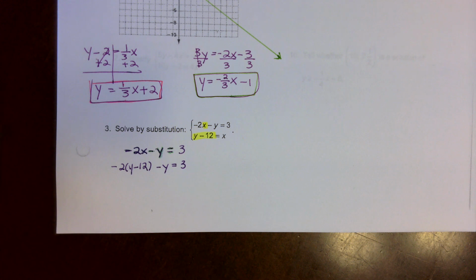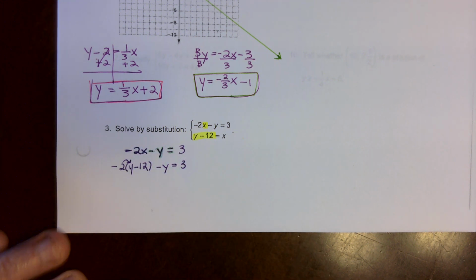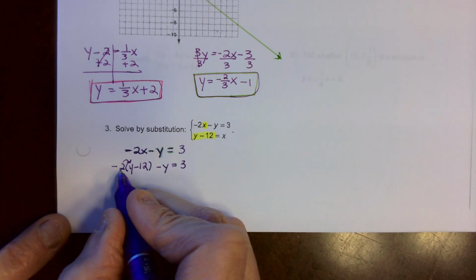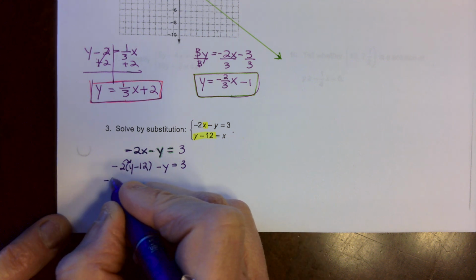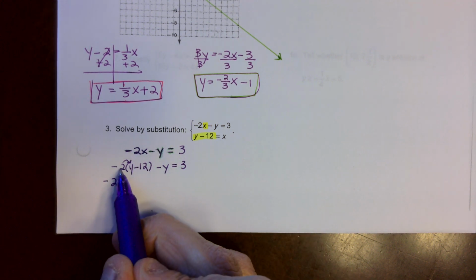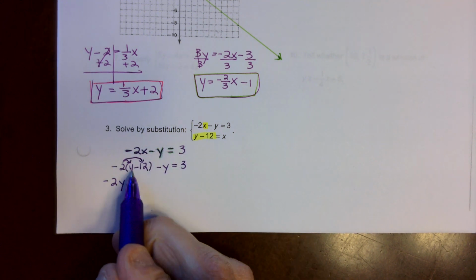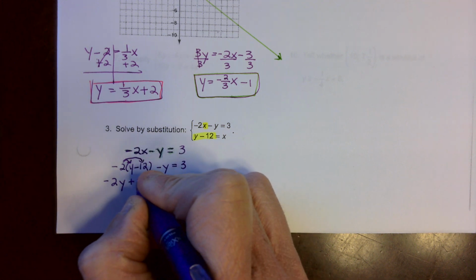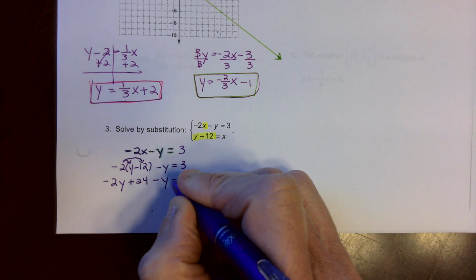In this case, you need to make sure that you distribute. Anyway, -2 times y is -2y. -2 times -12 is a positive 24. Watch your signs. Minus y equals 3.